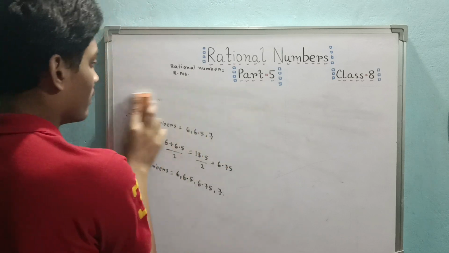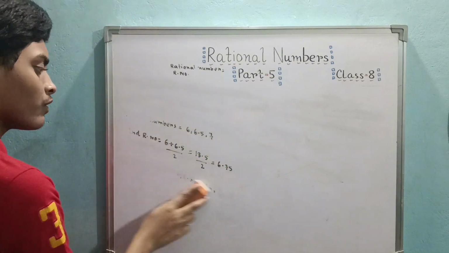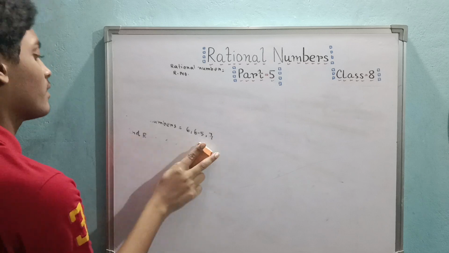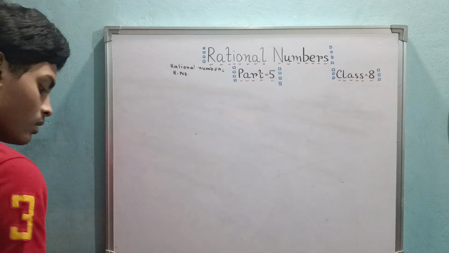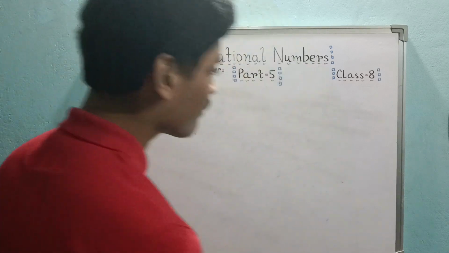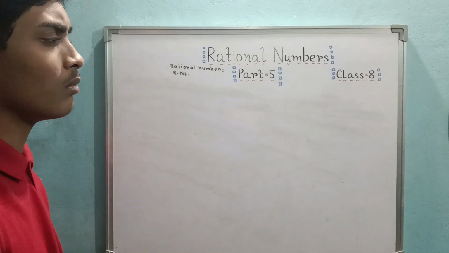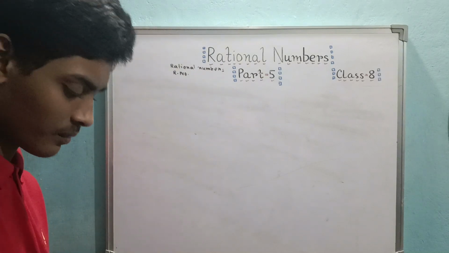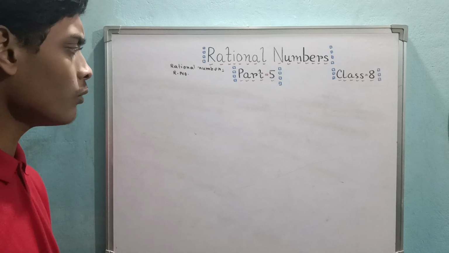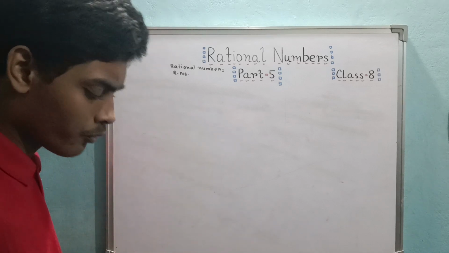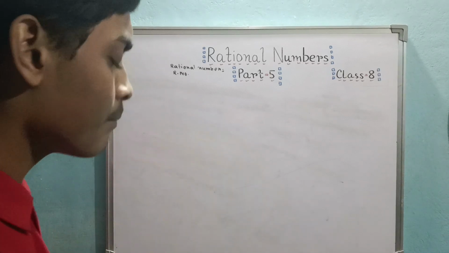It's going easy, right? Means you can use this process in any sum, but there is a but. Suppose when you are told to insert 7, 8 rational numbers between any two rational numbers, then this method will be a bit hard work for you.